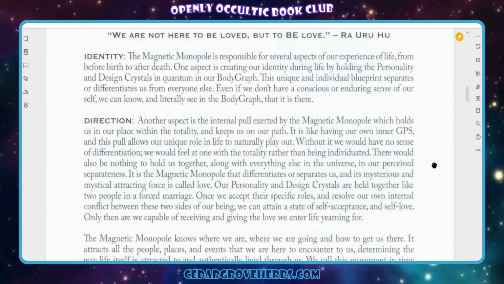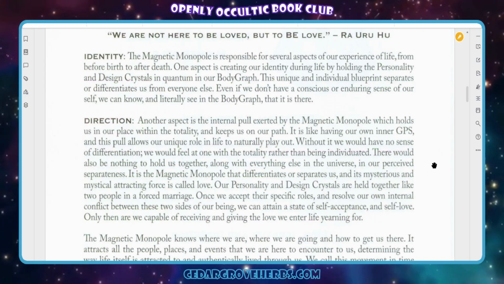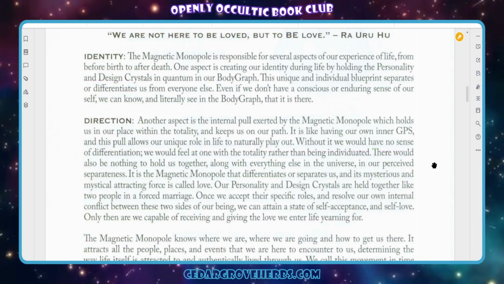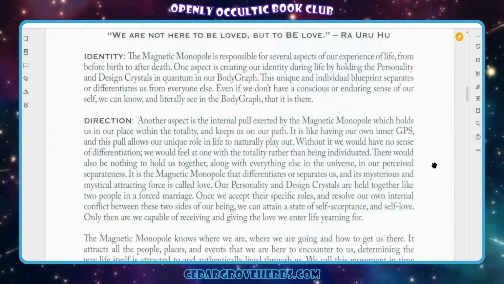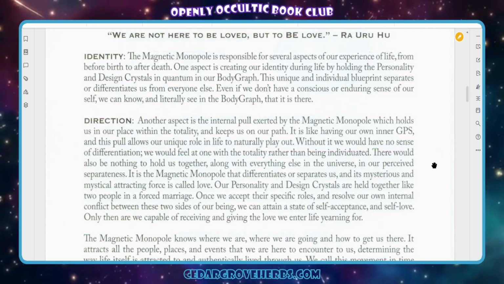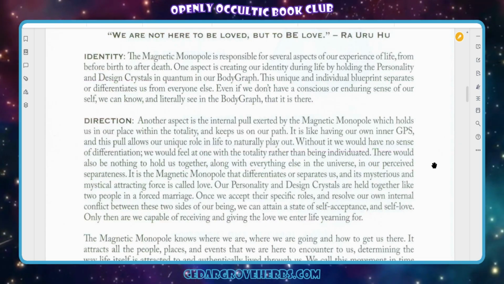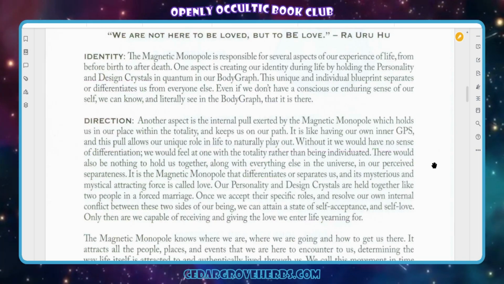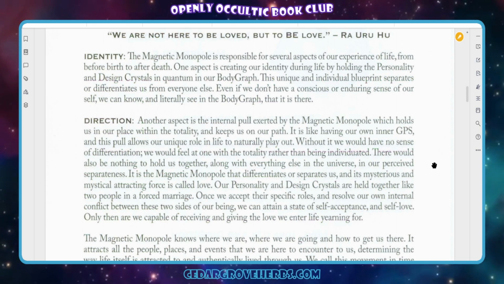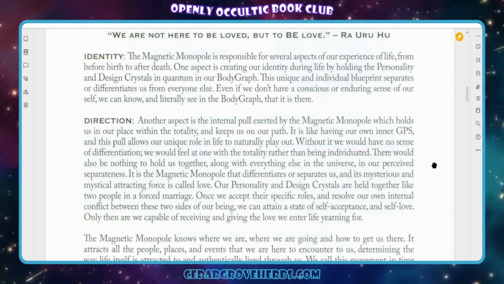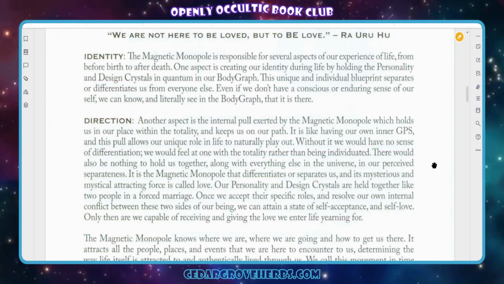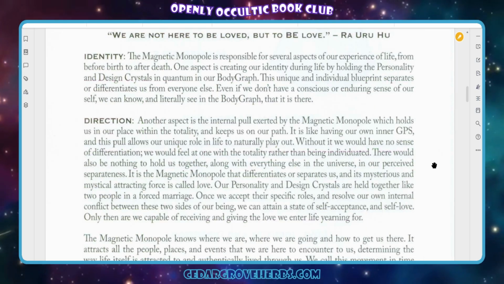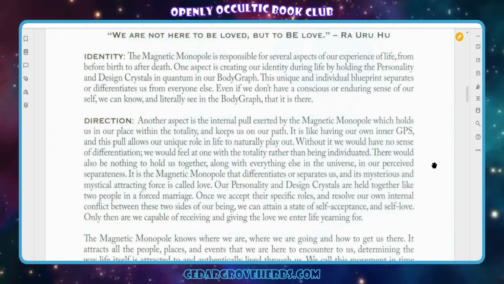Identity. The magnetic monopole is responsible for several aspects of our experience of life, from before birth to after death. One aspect is creating our identity during life by holding the personality and design crystals in quantum in our body graph. This unique and individual blueprint separates or differentiates us from everyone else. Even if we don't have a conscious or enduring sense of ourself, we can know and literally see in the body graph that it is there.